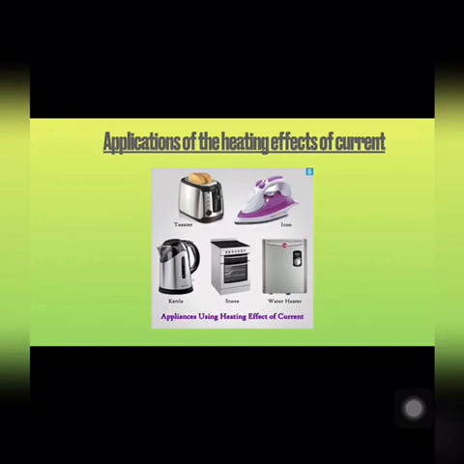I hope this heating effect of current is clear to you, and the derivation for Joule's law of heating, and what can be concluded from Joule's law of heating.